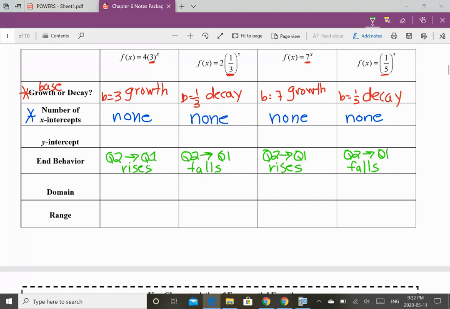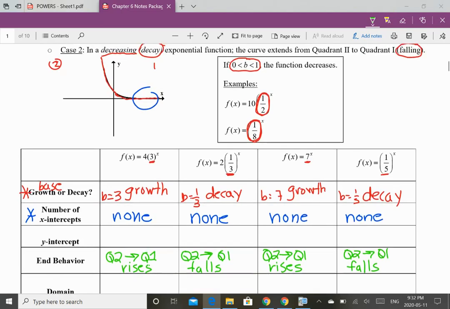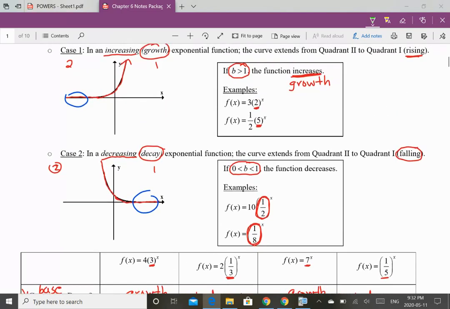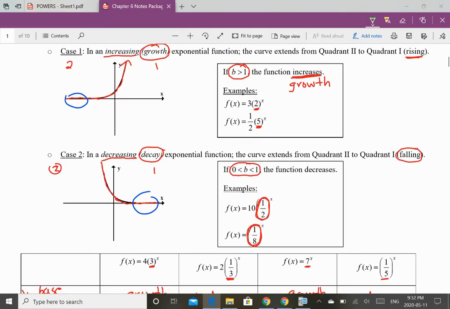Let's talk about our domain. Now, what I notice from these two functions here is that there are no breaks in the graph. There are no gaps in the graph. I notice that the graph starts at negative infinity along the x-axis, and the graph continues and will continue until positive infinity along the positive x-axis. Same thing with decay. We are starting anywhere along the x-axis, negative infinity, all the way to positive infinity.